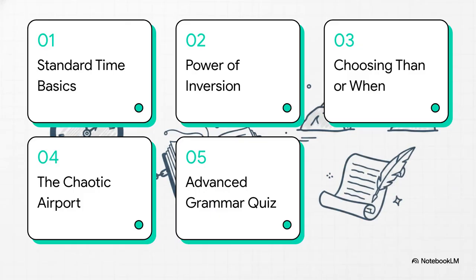Here's our quick syllabus for today. First up, standard time basics. Second, the power of inversion. Third, choosing than or when. Fourth, we'll look at a practical example called the chaotic airport. And finally, we'll wrap up with an advanced grammar quiz to test your mastery.